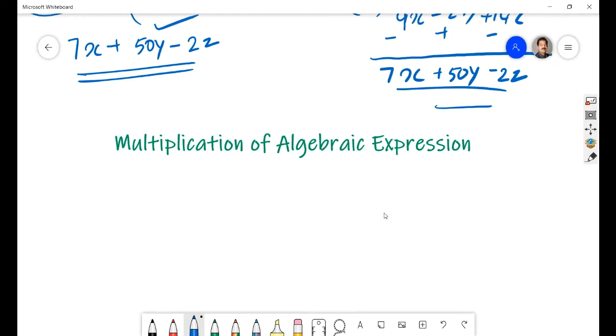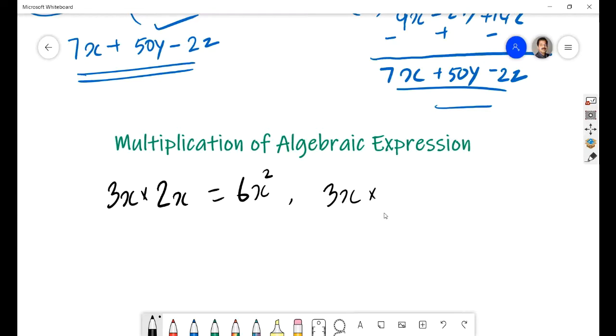For example, it is as simple as this: 3x into 2x is equal to 3 into 2, 6, and x into x, x square. So it is just like 3x plus 2x is equal to 5x. But if it is 3x into 2y, one is a set of apples and the other is a set of mangoes, but here there is no botheration. We will write 6xy.